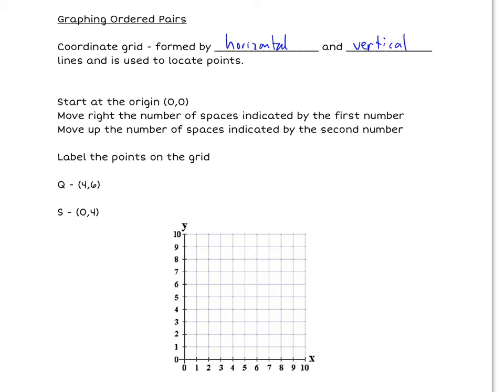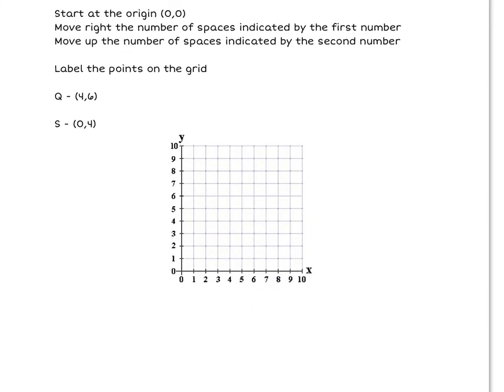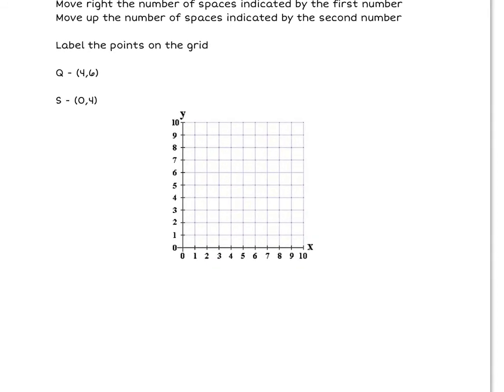Labeling some points. We have the point Q. It says (4, 6). How many to the right am I going to go? 4. So I go over 4: 1, 2, 3, 4. How far up? 6: 1, 2, 3, 4, 5, 6. So there's my point, and it says label it. What am I going to label it? Q. So I put a Q here.